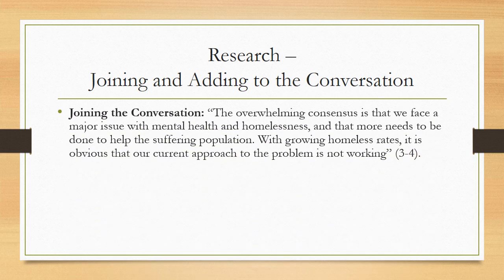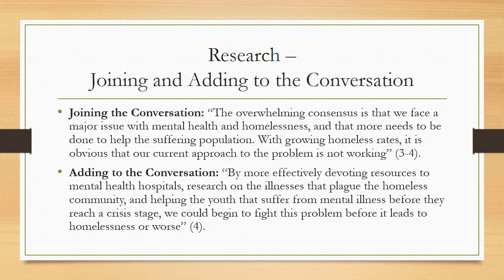So the student joins the conversation by saying that the overwhelming consensus is that we face a major issue with mental health and homelessness, and that more needs to be done to help the suffering population. All of the sources agree on this. This is a great way of summing up what all three sources have in common, their common ground, in just one sentence. And then he says, with growing homeless rates, it is obvious that our current approach to the problem is not working. So that second sentence of this paragraph clears the ground for the student to restate his thesis and at the same time show its uniqueness.